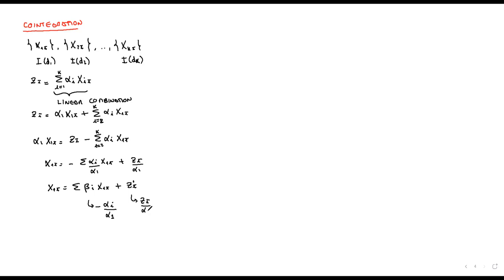Now pay special attention here, guys, to this equation. This equation looks like a regular regression. This is like a regular regression where Zt prime is simply my errors. Do you see? So what we have done is we have expressed this linear combination as a simple regression where Zt prime is simply my errors.